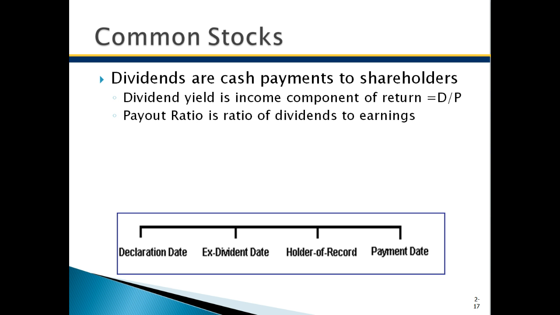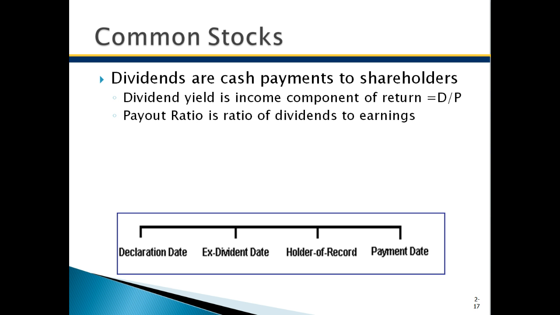Now, some companies will pay cash dividends. To get a dividend yield, you simply divide the dividend payment by the per share price, and you get the percentage of the stock's price that's paid as a dividend, which gives you a yield of return. So a $1 dividend on a $10 stock is a 10% yield. Now, the payout ratio is measured against earnings. So if you pay a $1 dividend and the earnings are $2, the payout ratio is 50%: 50% of earnings is paid out as a dividend.